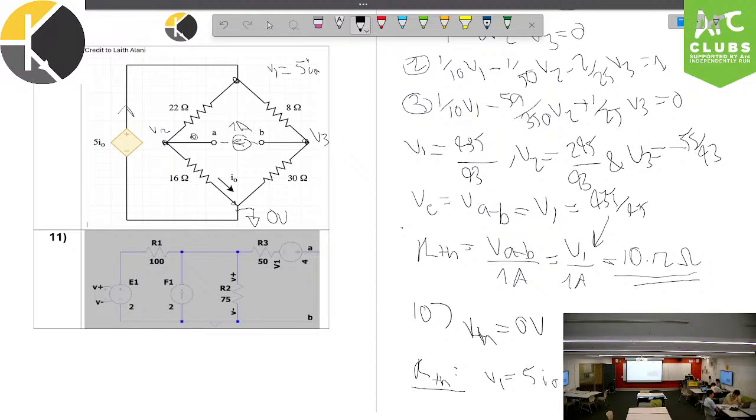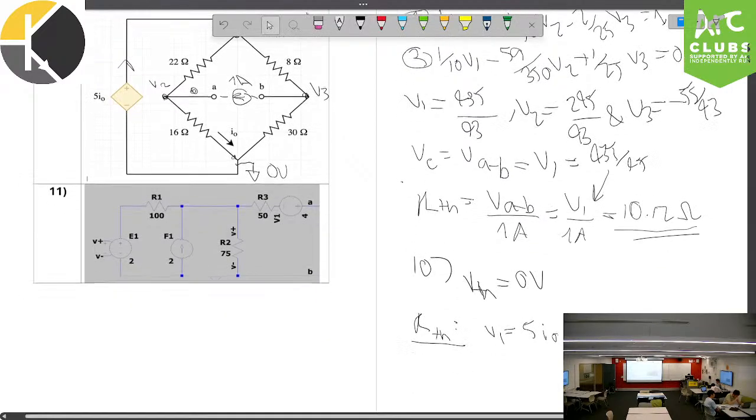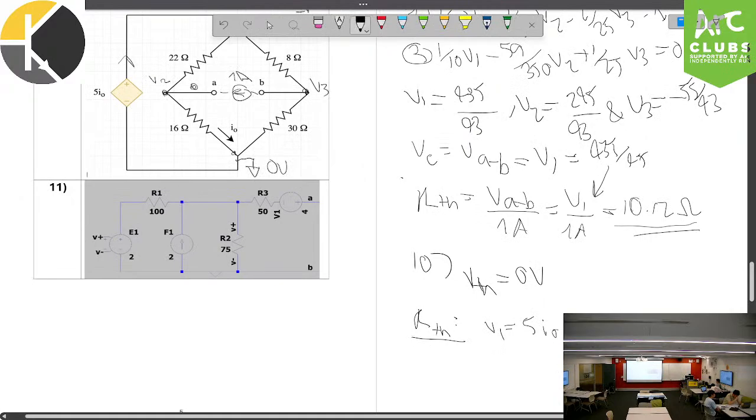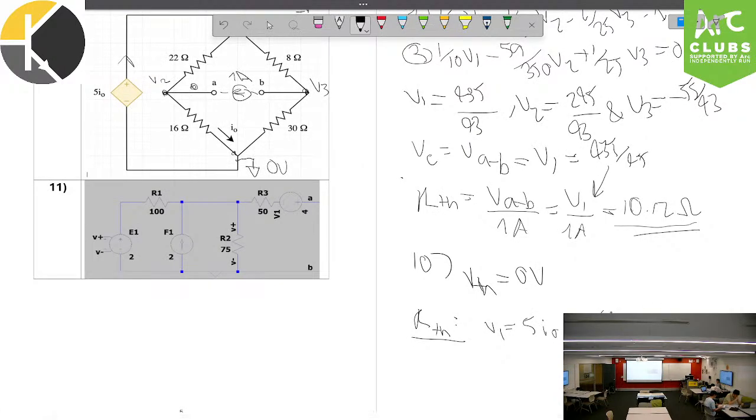So we can say that IO is just going to be V2 minus ground, so that's 0 on 16. So this is going to be equal to 5, so that's going to be V2 on 16. Oh, and that's our equation 1. That's fairly easy.